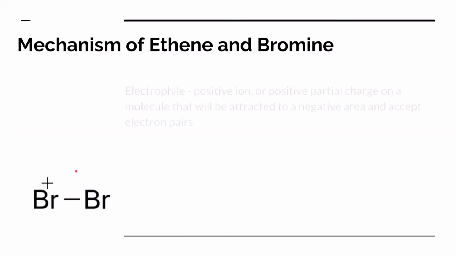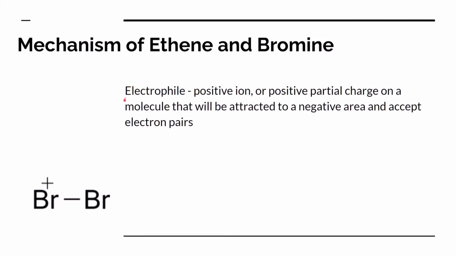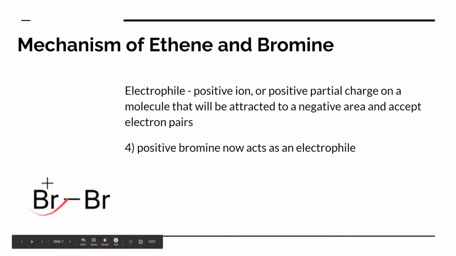And this is important because if we look at the definition of electrophile again, it's a positive ion or positive partial charge on a molecule that will be attracted to a negative area and accept electron pairs. And if we look at this definition, we realise that our positive bromine now acts as an electrophile because it has a positive partial charge on the molecule, and that is this positive bromine ion that has been induced by the negative charge from the double carbon bond in the ethene.